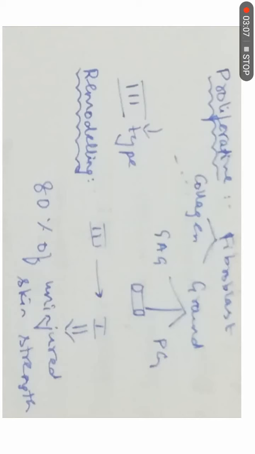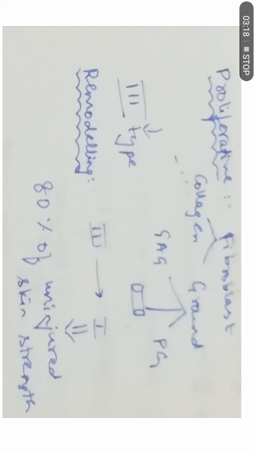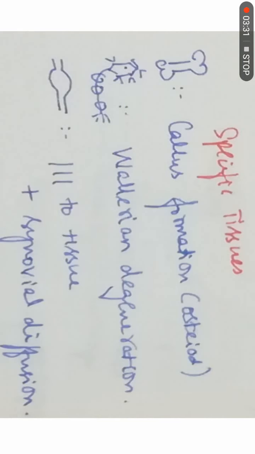Remodeling is a process which will start after 3 weeks and go on till 3 months of time, as seen over here. In this process, type 3 collagen is going to get converted into type 1, and at the end of remodeling, the strength is going to be 80% of the uninjured skin strength.